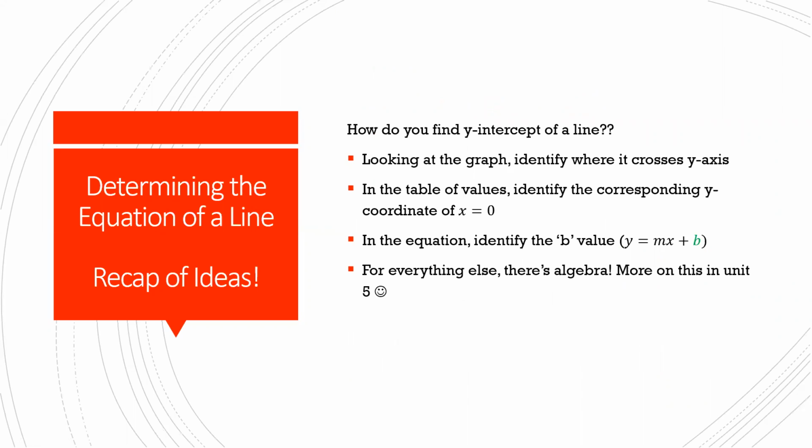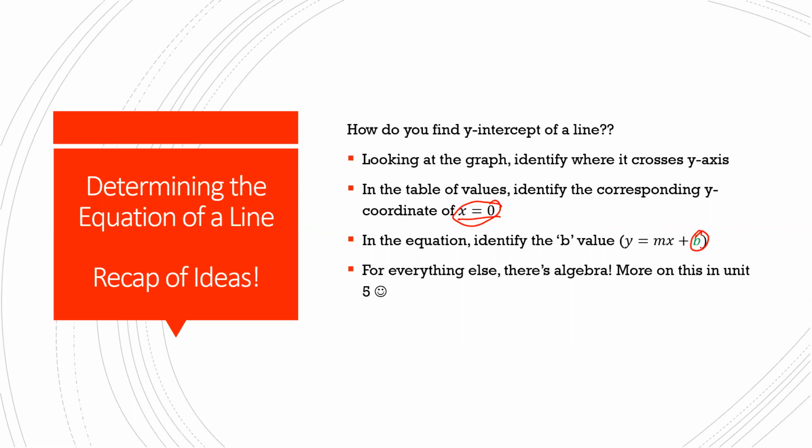Okay, how do you calculate the y-intercept? The y-intercept also is relatively easy for the most part. On a graph, all you have to do is figure out where it crosses the y-axis. The point where it crosses the y-axis is your y-intercept. In a table of values, you're looking for the y-coordinate that corresponds with x equal to 0. Wherever the table has an x coordinate of 0, you look for the corresponding y value, and that's your y-intercept. And in the equation, it's always going to be the constant value, the b value.